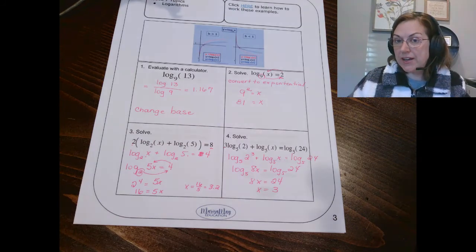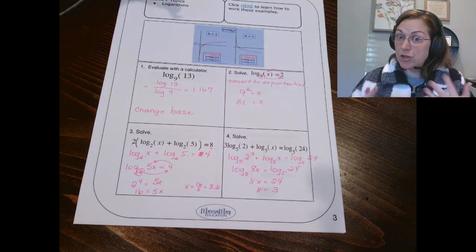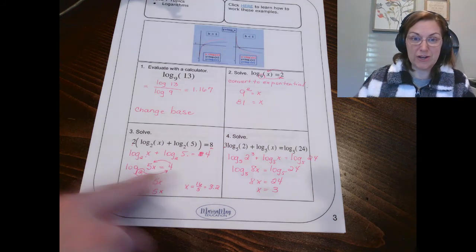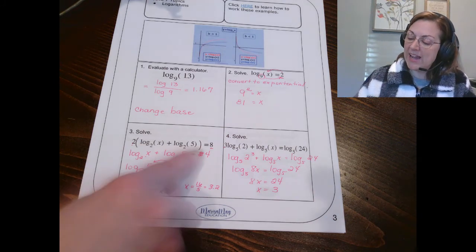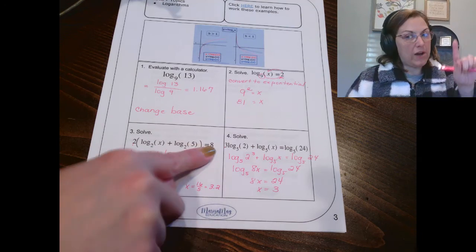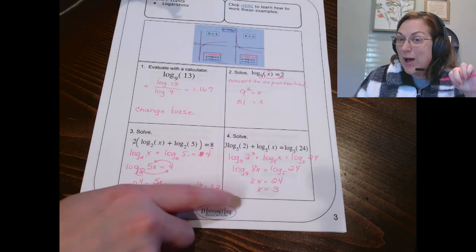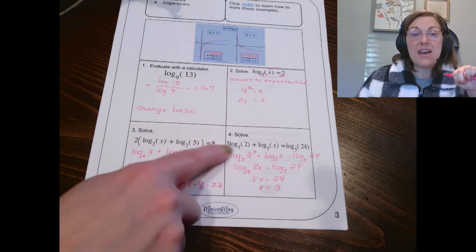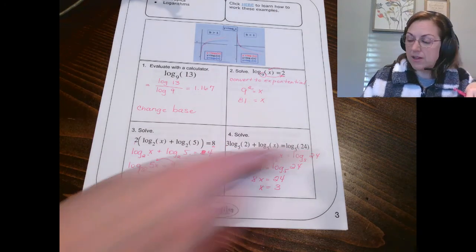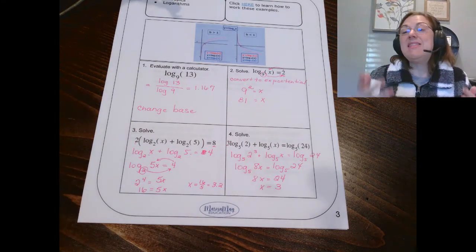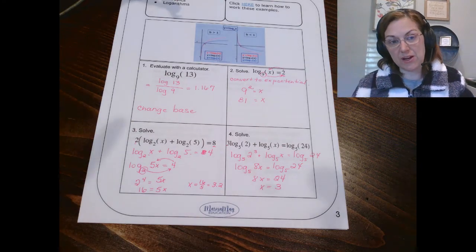So 2 strategies to solve. Please notice the difference, okay? We used this strategy, converting it to an exponential, when we had all logs, but one number was by itself and didn't have a log. We drop the logs when everything has a log with it. We condense down to 1 log equals 1 log. Then you can drop the logs and solve the equation.